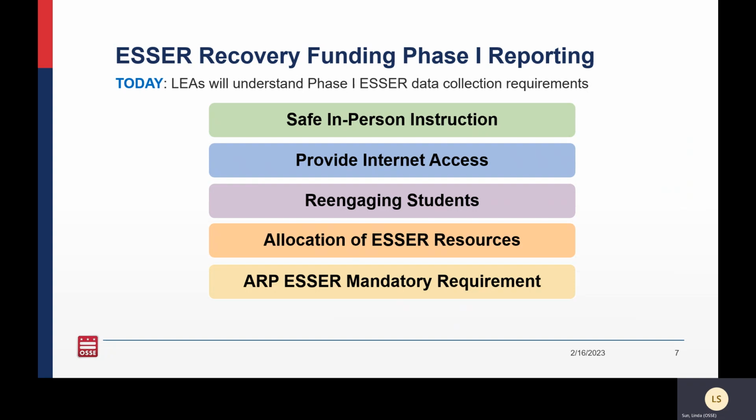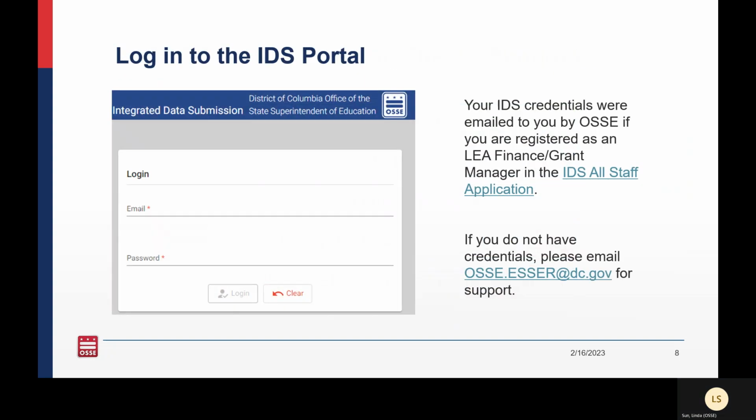These are the 5 categories in which Ed will be asking for information, and we'll go through each one in more detail a little bit later. So your first step, logging into the IDS portal. Again, same credentials as last year.